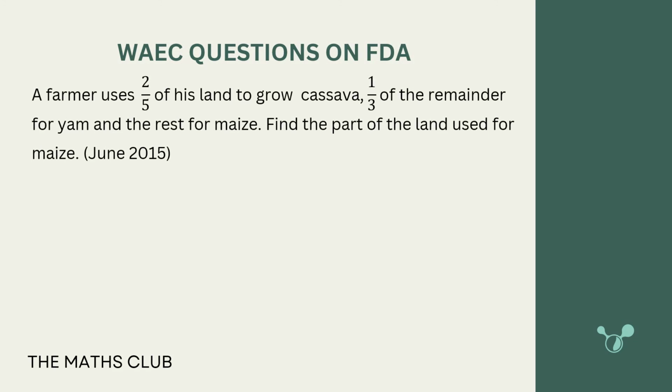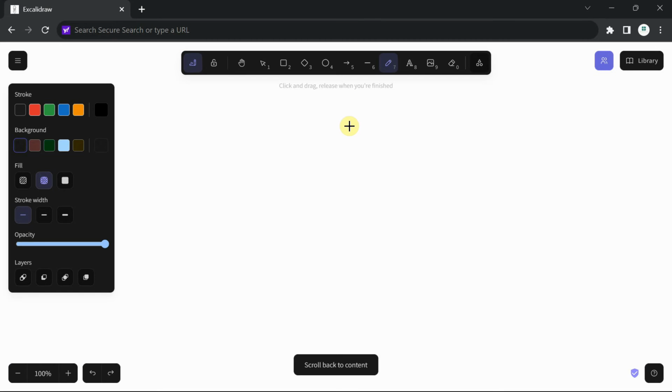So let's look at this word problem. It says a farmer uses 2/5 of his land to grow cassava. If you notice something I do when it comes to word problems, I don't like to read the question to the end. As I'm reading it, I'm interpreting. That is a very good way to actually be able to solve word problems.